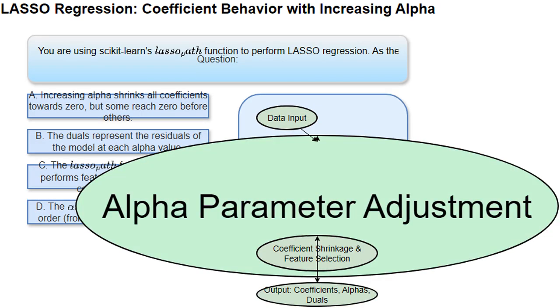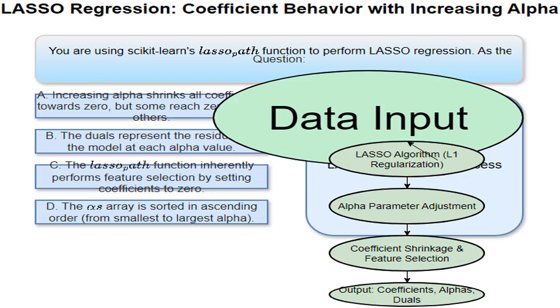After the lasso regression process, I get three things: the coefficients, how much each feature contributes, the alphas I tested, and the duals, a measure relating to optimization, not residuals. Think of it as my recipe's final stats, including ingredient amounts, the temperatures used, and a measure of how well balanced it is. I use the lasso, least absolute shrinkage and selection operator, algorithm.